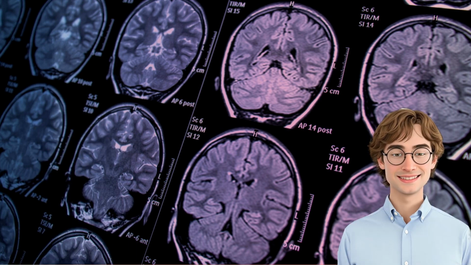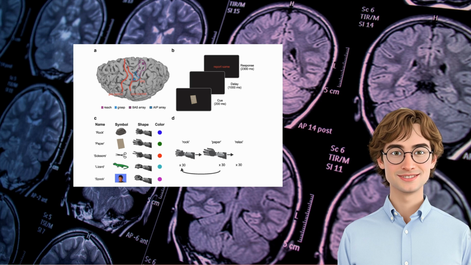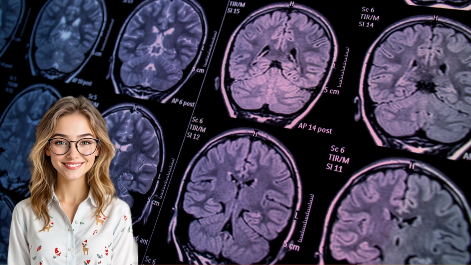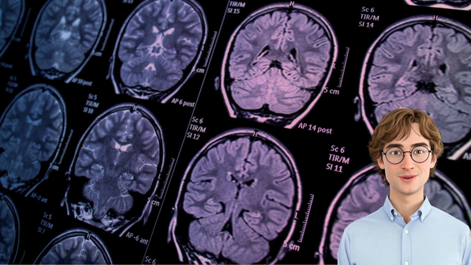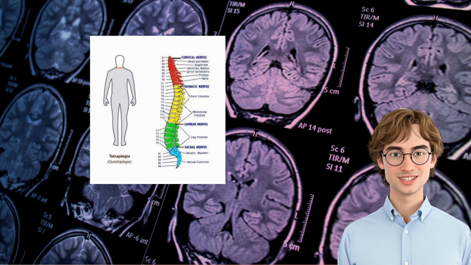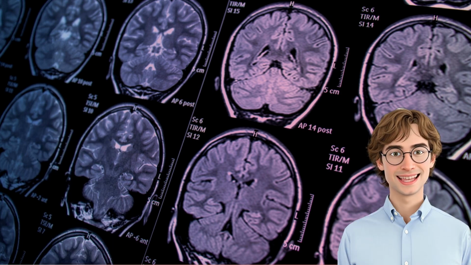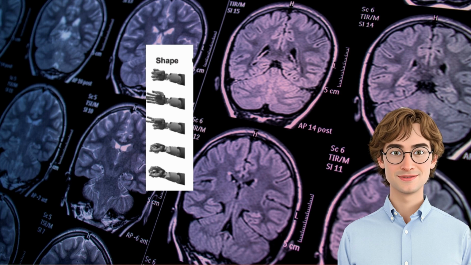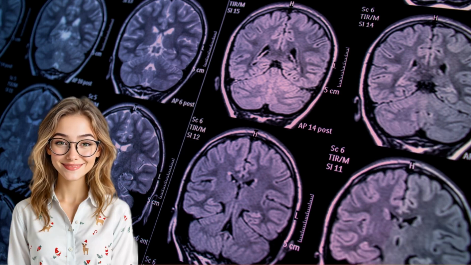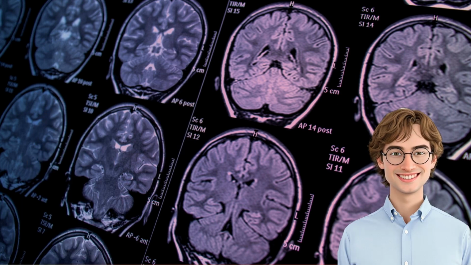Exactly. So to get into this, we'll be looking at a study that used some pretty advanced technology, cutting edge stuff, to record brain activity in a tetraplegic patient. So someone who's lost the use of all four limbs. And this gave the researchers a unique window into the neural code for different hand shapes. It's pretty amazing. Okay, so how did they actually study this? Did they just ask him to think about his hands?